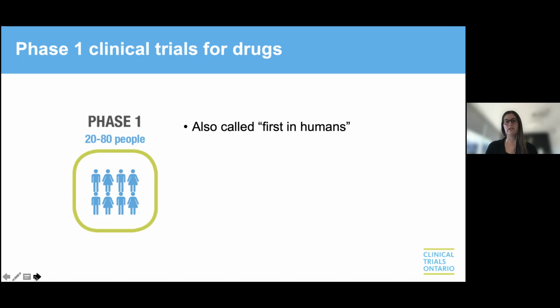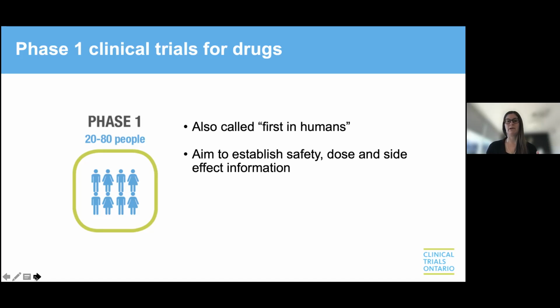So it's called first in human. We look at small numbers of people, and this is where we're looking to establish the safety of the drug, in this case, in people. We'll have an idea of what the dose should be, but we're looking at the dose and also the side effect information.